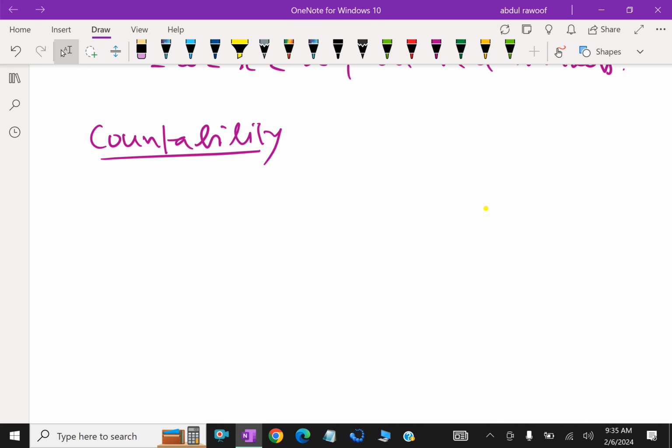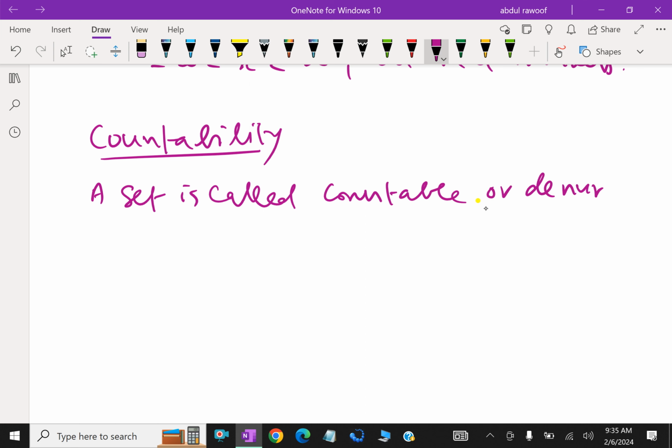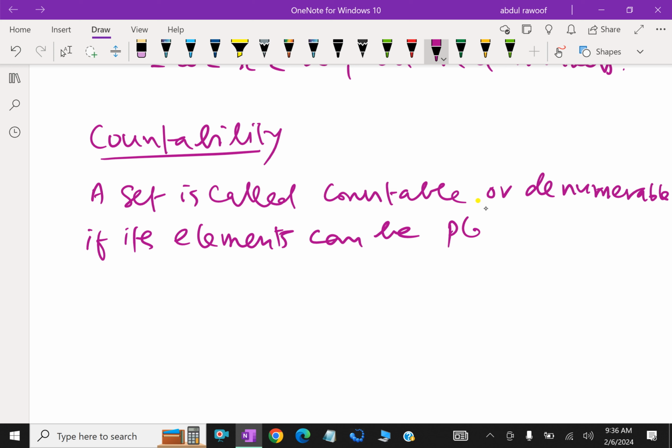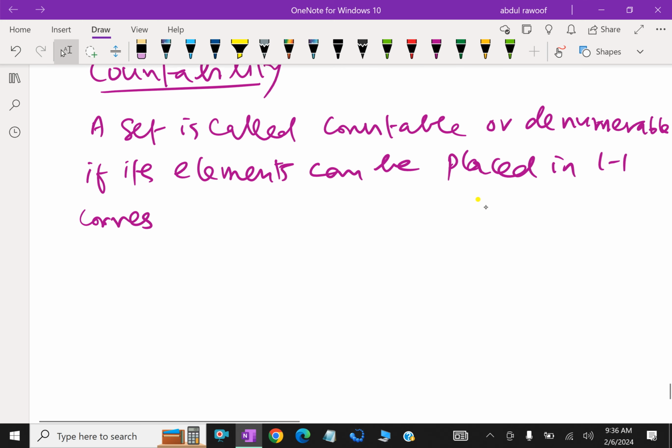Next is countability. What is countability? A set is called countable or denumerable if its elements can be placed in one-to-one correspondence with the natural numbers.